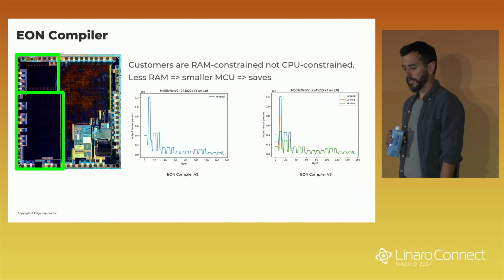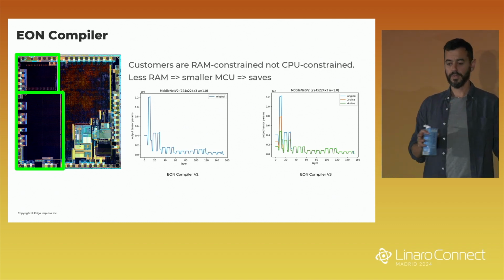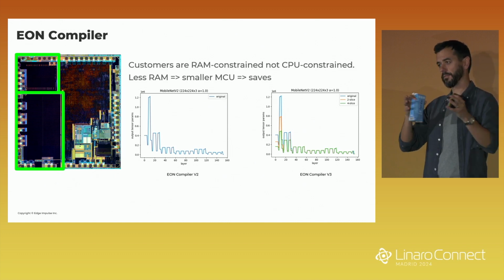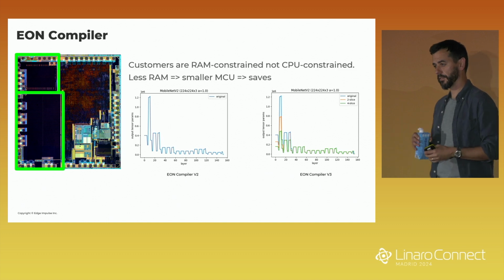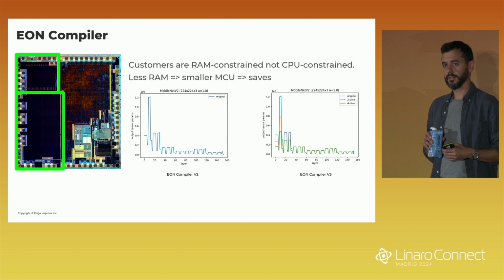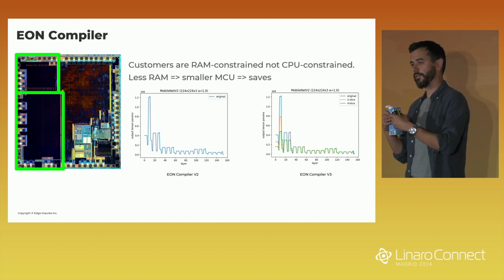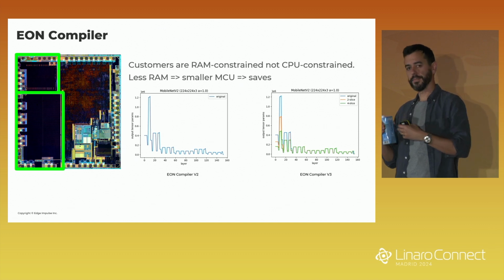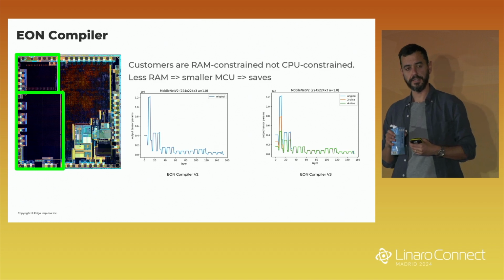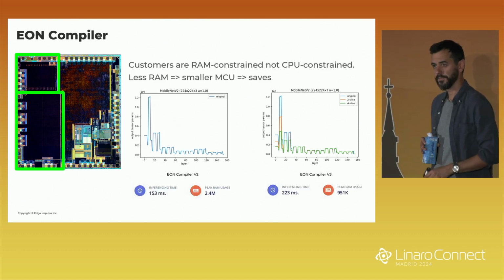We also created the Eon compiler, which reduces further. What it does is take a TensorFlow, a Keras model, into pure C++, optimized for RAM, which is what customers need the most. The feeling is to optimize for CPU always, performance, but actually CPU is cheaper than memory in our field. So we created a compiler that does that.